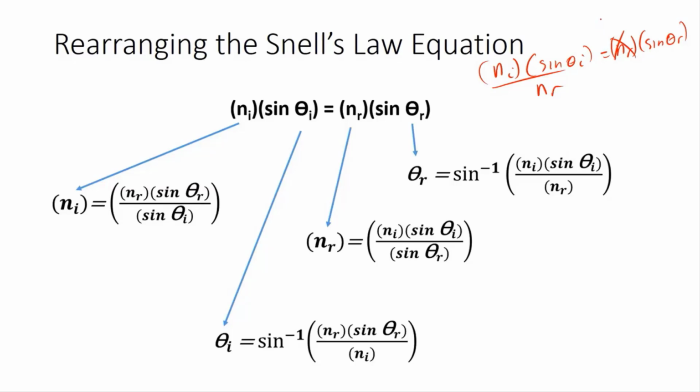So we're going to have to take this side and take the inverse sine of it. That's going to get rid of this, but while it gets rid of that, it's going to put an inverse sine over here, and this whole value is going to be inverse. And so that's where we get the angle r, which is right here. That's how we get this equation: angle r equals inverse sine of ni sine angle i over nr.